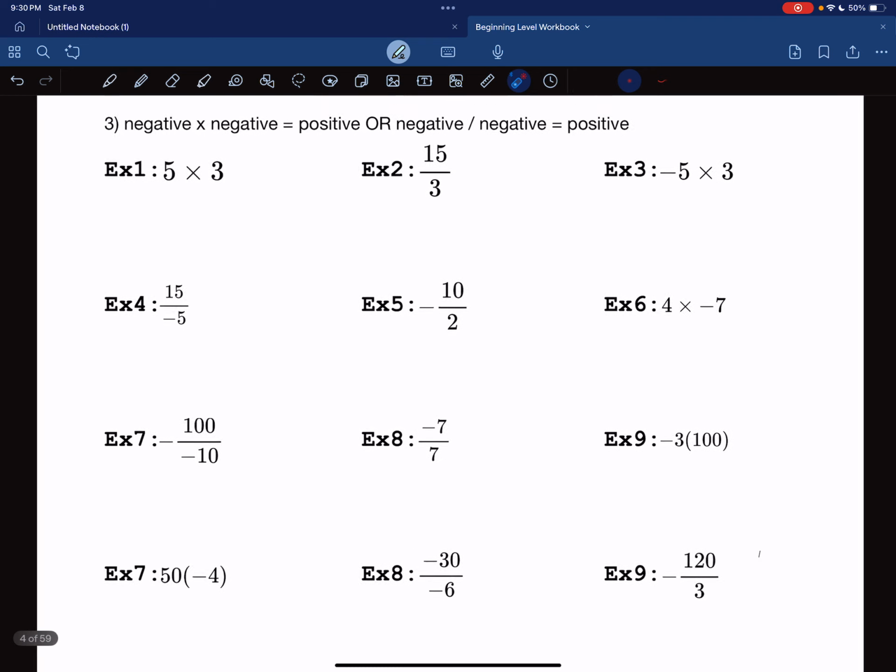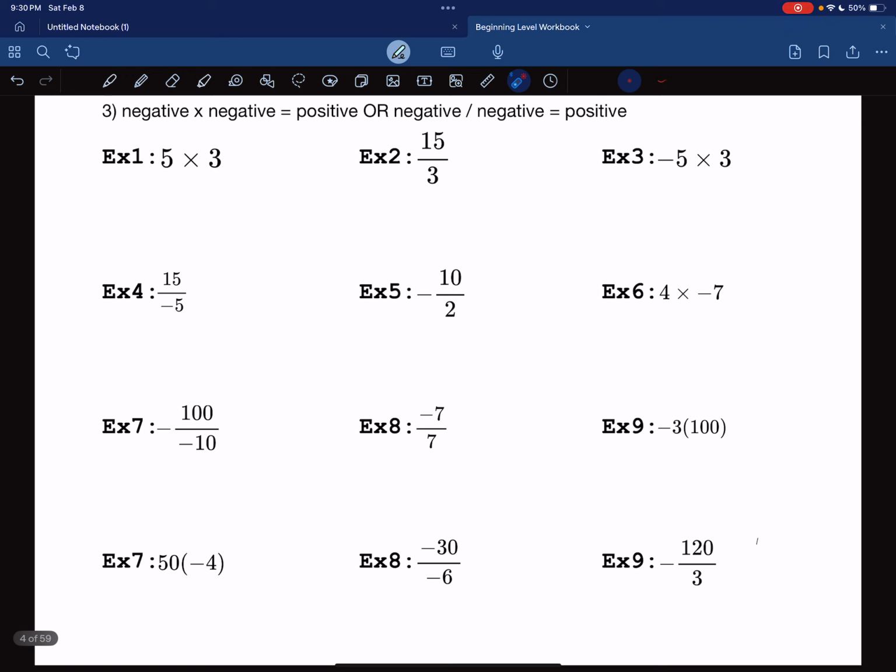So with that being said, let's take a look at some examples. I encourage you to pause the video and give example 1 and 2 a try on your own before we work through it together. And assuming you have given it a try, for example 1, we have 5 times 3. So I'm going to actually just physically write out what this first example means.